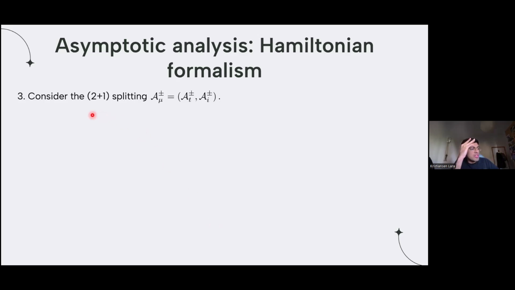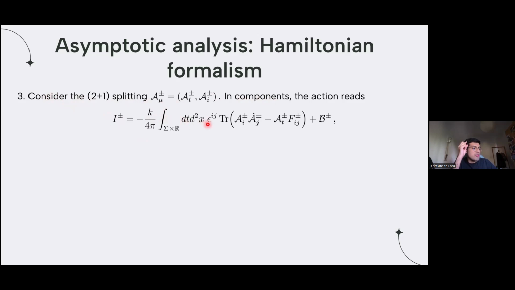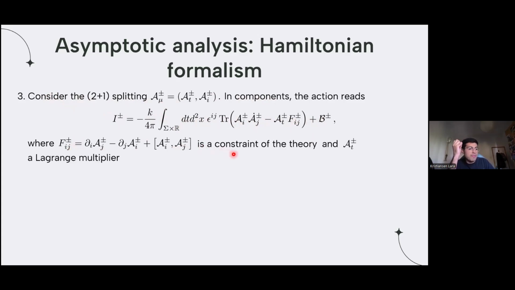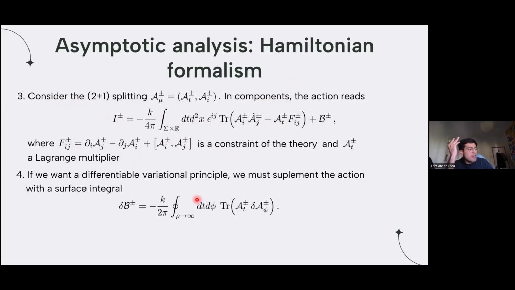Nonetheless, okay, we are going to proceed with the asymptotic analysis. Then I am going to massage the differential equation. So consider the 2+1 splitting like this. In components, the Hamiltonian action reads like this, where notice that F_ij is a constraint of the theory and A_t is a Lagrange multiplier. F_ij is a first class constraint. A_t is a Lagrange multiplier.